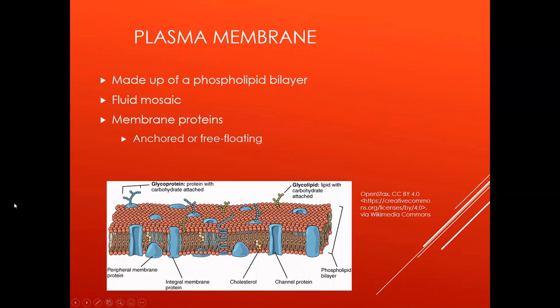A plasma membrane is made up of a phospholipid bilayer that forms a fluid mosaic. There are a number of anchored or free-floating membrane proteins contained within that fluid mosaic, and they can move around within it if they're free-floating.